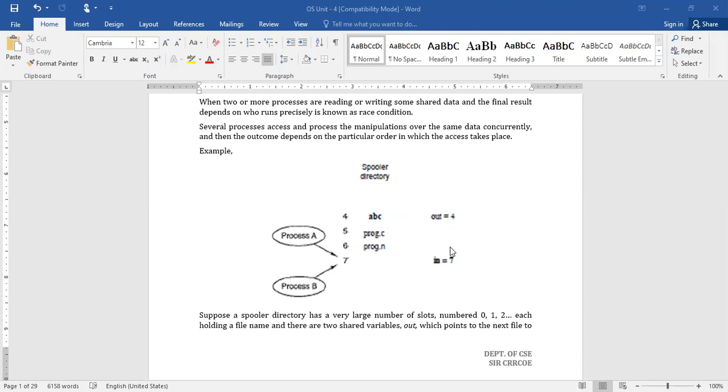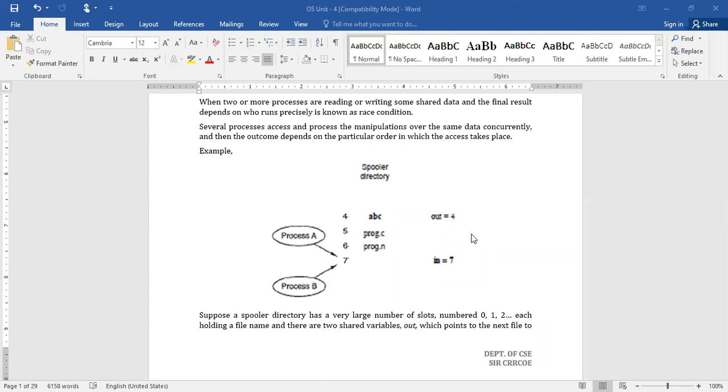Whereas the in variable is used to represent the vacant location. Because I want to print a file, I need to know where to place it. So I need to check the shared variable. I can access that shared variable and check whatever the location which is vacant.